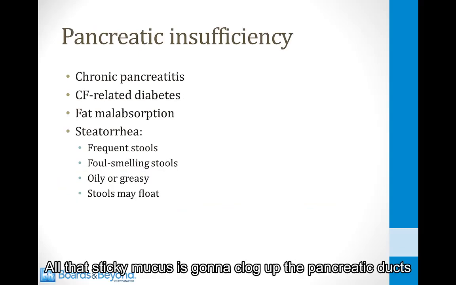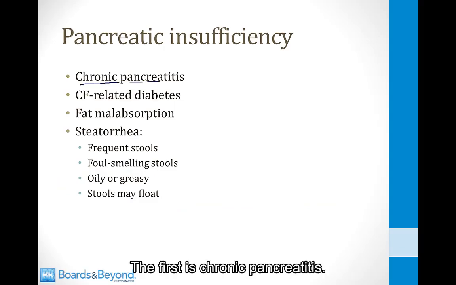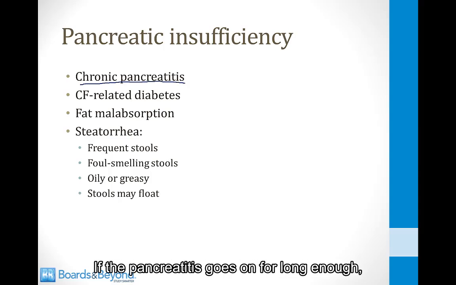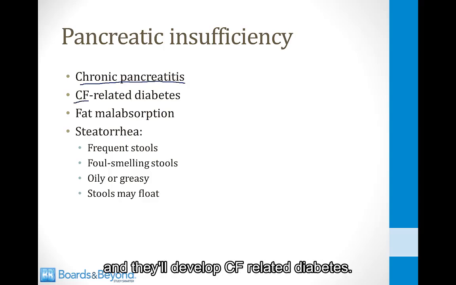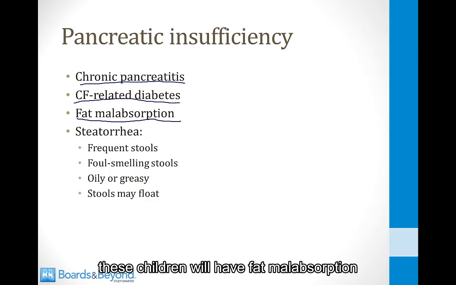All that sticky mucus is going to clog up the pancreatic ducts, and this is going to lead to a couple of pancreas problems. The first is chronic pancreatitis. This can happen to children with CF. If the pancreatitis goes on for long enough, these children can burn out their islet cells, and they'll develop CF-related diabetes. Because those pancreatic enzymes can't get to the gut, these children will have fat malabsorption.